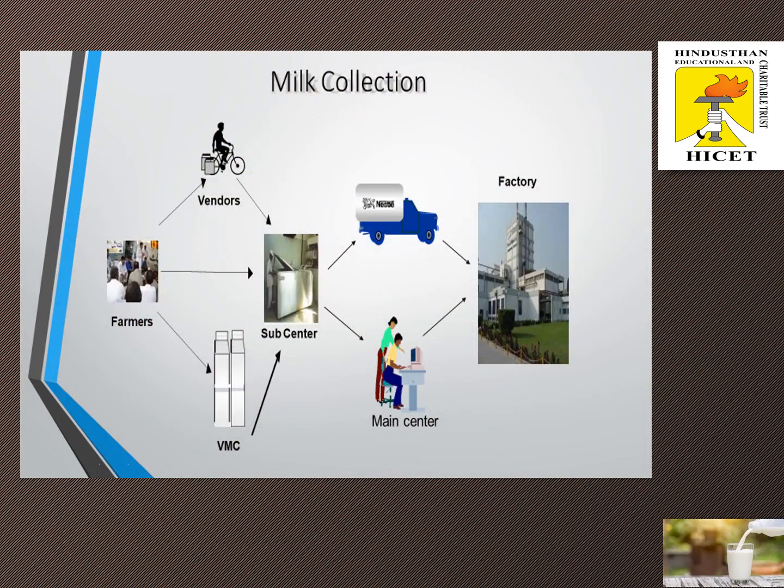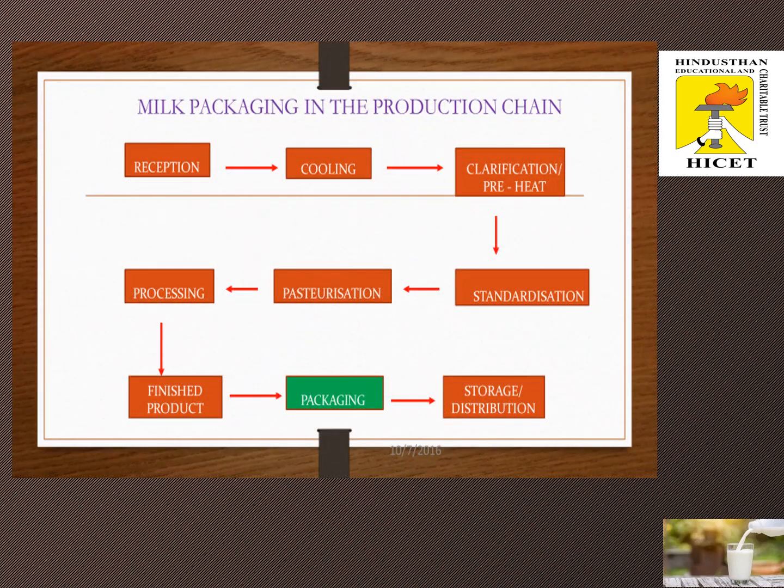And this is, as I told, about the milk collection. So the farmers give the milk to the vendors or VMC centers, collection centers, and sub centers, that is a chilling unit, and it is transported to the factory where the processing of the milk takes place. So this is the milk packaging in the production side. So this is the processing that usually takes place.